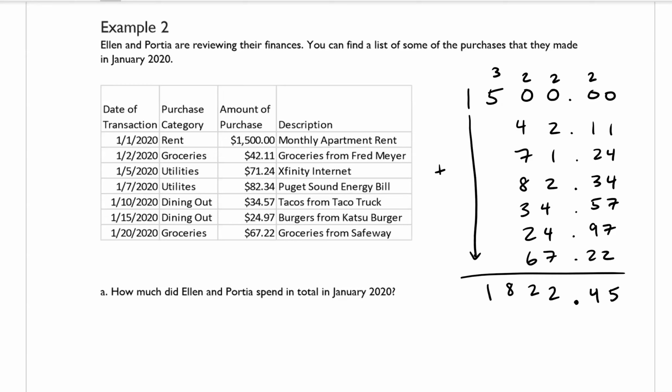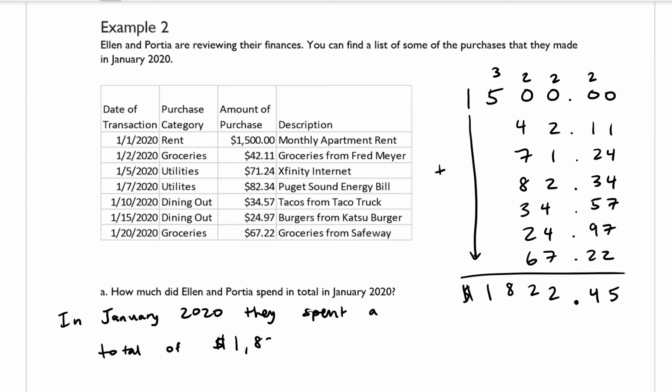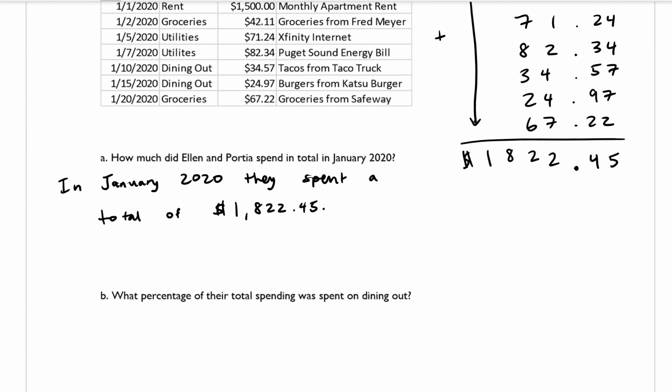So I have 1. So that means that in January 2020, they spent a total of $1,822.45 on their budgeted items. Part B says, what percentage of their total spending was spent on dining out?